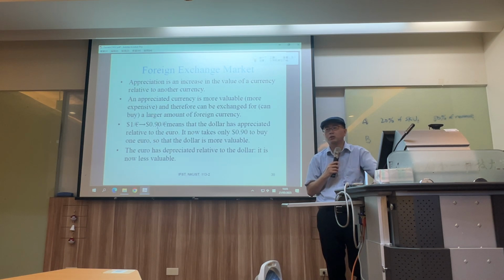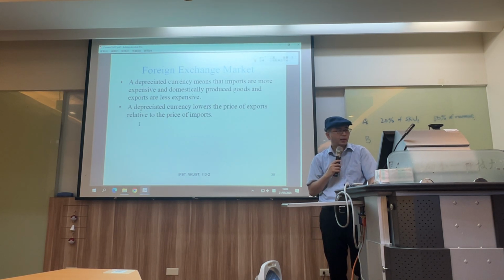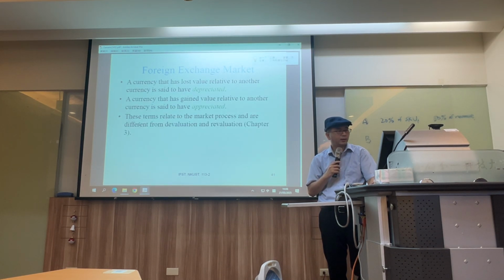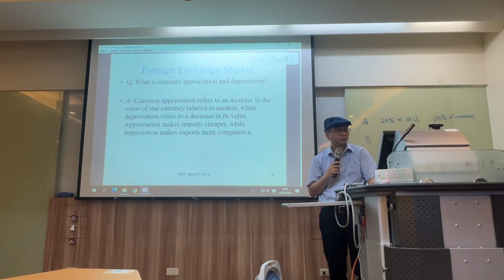By contrast, we talk about the definition of appreciation, which refers to an increase in the value of a currency relative to another currency. And then we also show the example that if you have the number from 1 and it decreases to 0.9, with the euro as the denominator of the ratio, it means that it now takes only 0.9 US dollars to purchase 1 euro, so the US dollar becomes more valuable than before, right? So we have done some examples to define depreciation and appreciation.